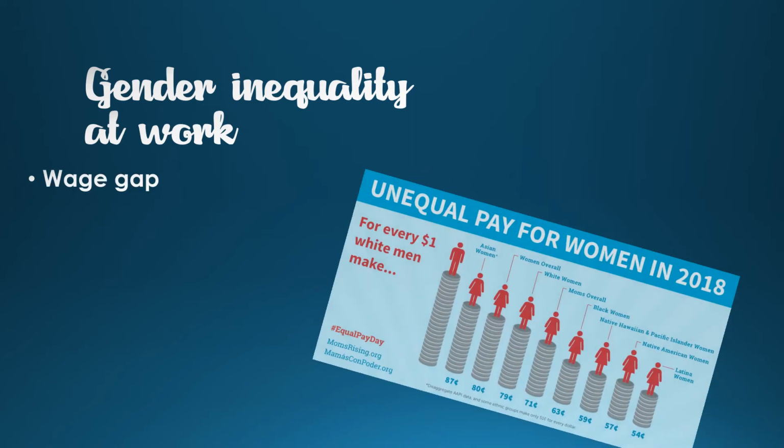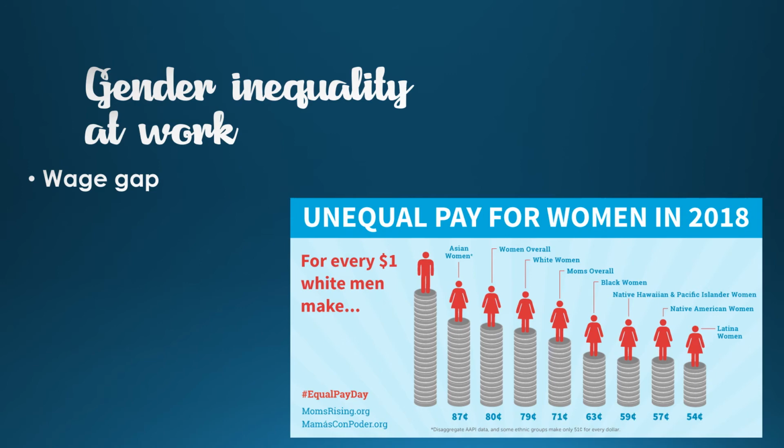So to get us started, I want to talk about the wage gap. And social scientists define the wage gap as the unequal pay between men and women. And if you imagine for every $1 the white male earns, a white woman earns about 79 cents to that dollar. What's really fascinating is when you aggregate the data between men and women, you see a stark difference in terms of the pay between men and women.